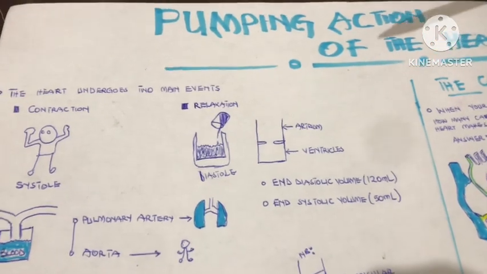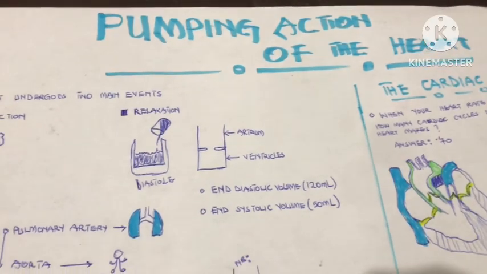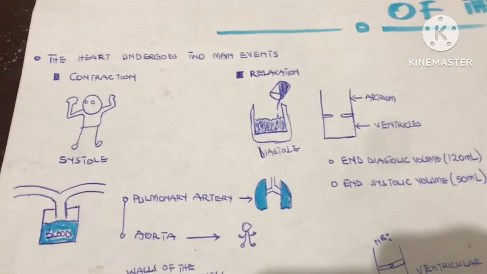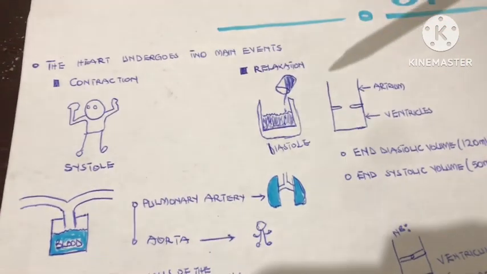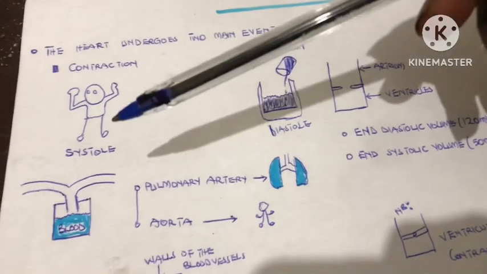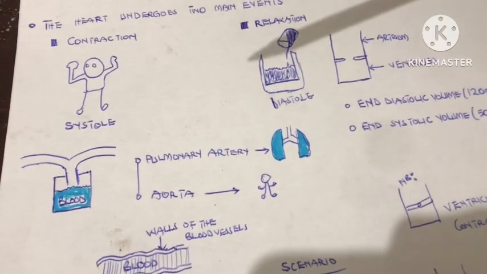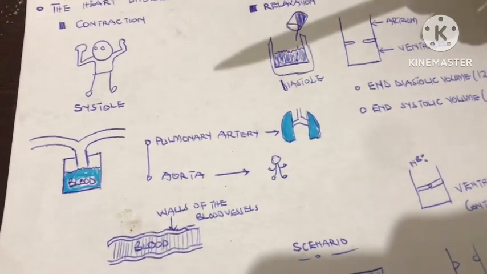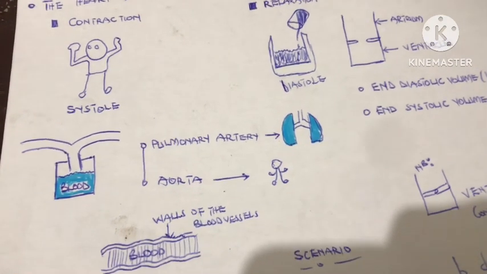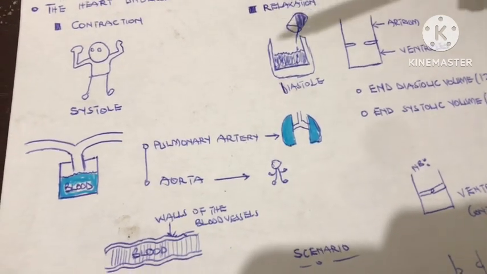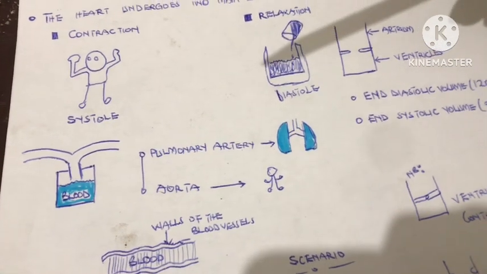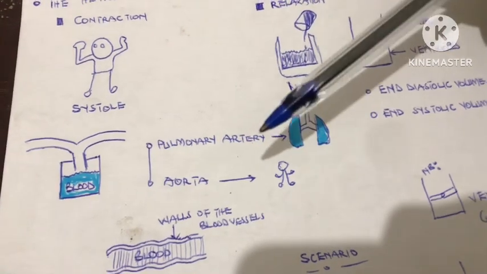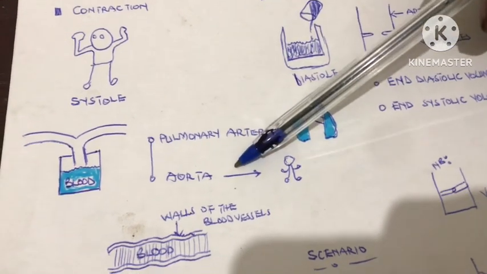Guys, so let's look at the pumping action of the heart. You see, the heart undergoes two events, and they are contraction and relaxation. Contraction is also known as systole, and the heart actually undergoes contraction to pump blood to the various parts of the body, or to be specific, the ventricular chambers undergo contraction and pump blood to the other parts of the body through the pulmonary artery and the aorta.